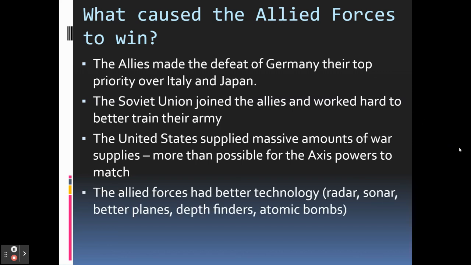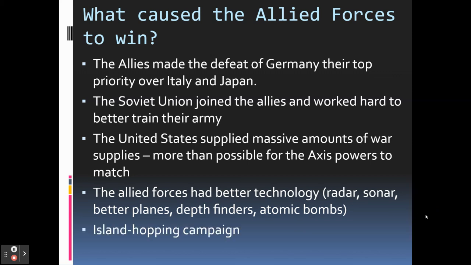Okay, the Allied forces also had better technology. We had radar and sonar. Radar allows planes to know where they're going even in the dark. And sonar allows submarines to see where they're going underwater, even when it's dark. We had better planes. We had depth finders. We had atomic bombs, of course.